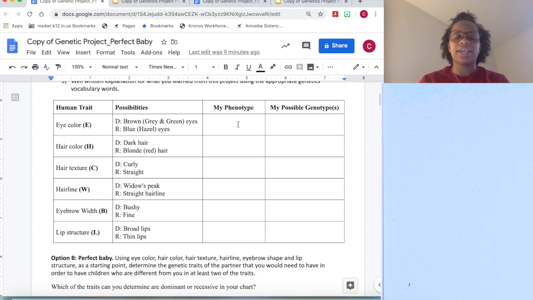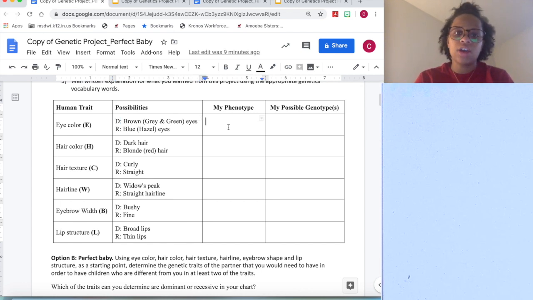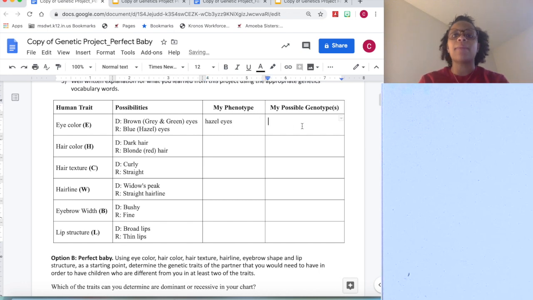So for instance, right here, phenotype. What you will type here: D stands for dominant, this is the dominant trait, or R stands for recessive, this is the recessive trait. If I look at myself, I have hazel eyes. So for my phenotype, I will put hazel eyes right here. Now my possible genotypes, this is where it gets a little tricky. Since I am recessive, I have the recessive alleles. So for eye color, I'm just going to use lowercase b, lowercase b. I had to get both of these from my parents.